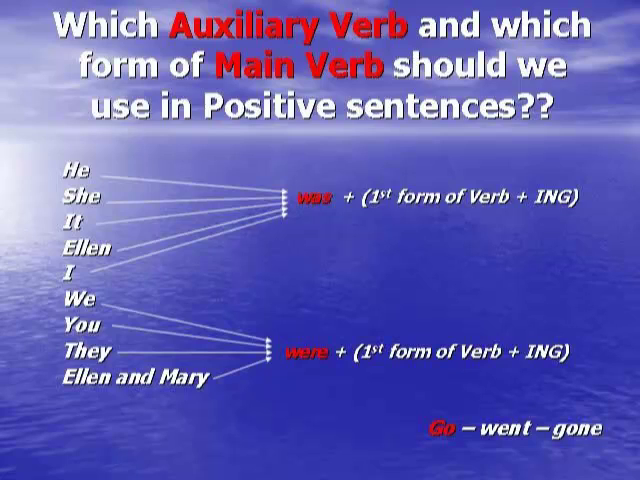But with the subjects just like we, you, they, names of more than one person or things, always use the other helping verb, which is were. We were going. You were going. They were going. Alan and Mary were going.